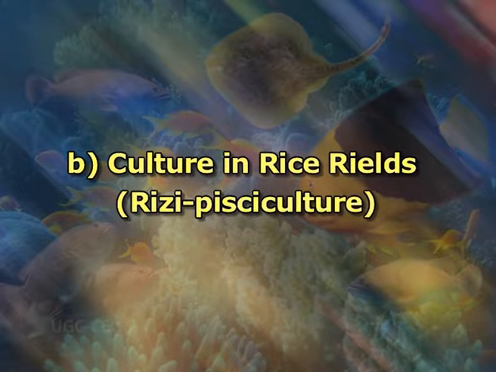Here we need to talk about culture in rice fields, which is also called pisciculture. Culturing fish and growing rice together in the same paddy fields is an old practice in Asia and the Far East.